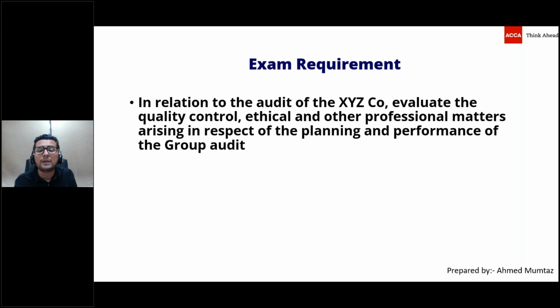Ethical issues and other professional matters arising in respect of the planning and performance of the XYZ company, or in planning and performance of the group audit. As a student, you got to understand that there are multiple issues: quality control issues, ethical issues, professional issues, and you have to evaluate those issues in respect of the planning and performance. So there are certain things which are compromised when they were planning the client, and there are certain things which are compromised when they were performing the audit. So with respect to the planning and performance of the audit.